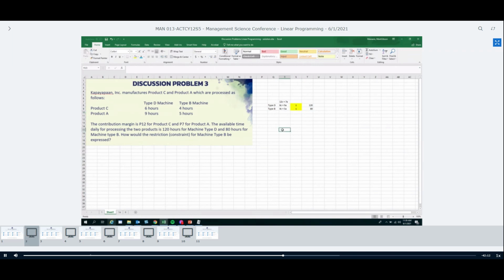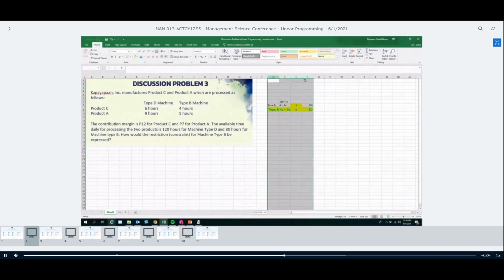Okay? So the answer to the requirement of problem 3 is, kasi type B lang naman, so ito. Oh, nasundan niyo ba yun, class? Parehas ba tayo ng sagot? Yes po, sir. Okay, good. Okay, very good. So that's discussion problem 3.